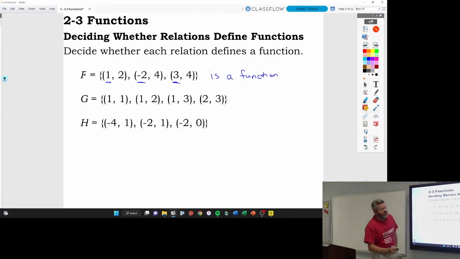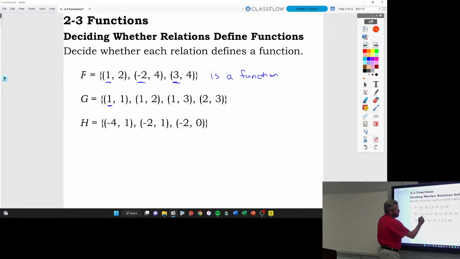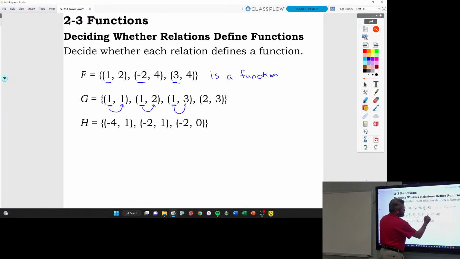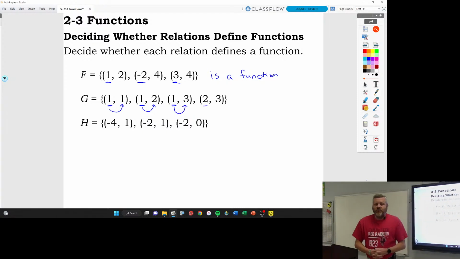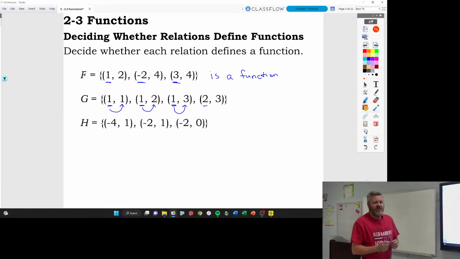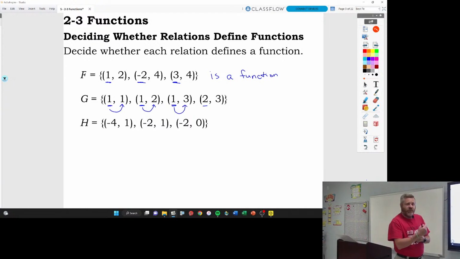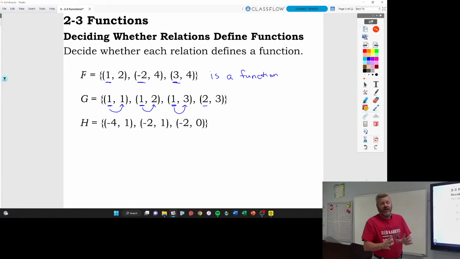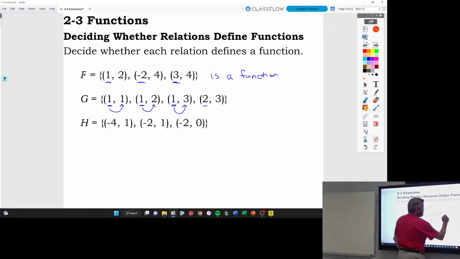Function g, or relation g. Notice I have an x term of 1 that corresponds to 1, but I also have an x value of 1 that corresponds to 2, and I also have an x value of 1 that corresponds to 3, and then I have an x value of 2. So because I have a singular first item 1 that's paired with 3 different values, which is obviously more than 1, this is not a function.